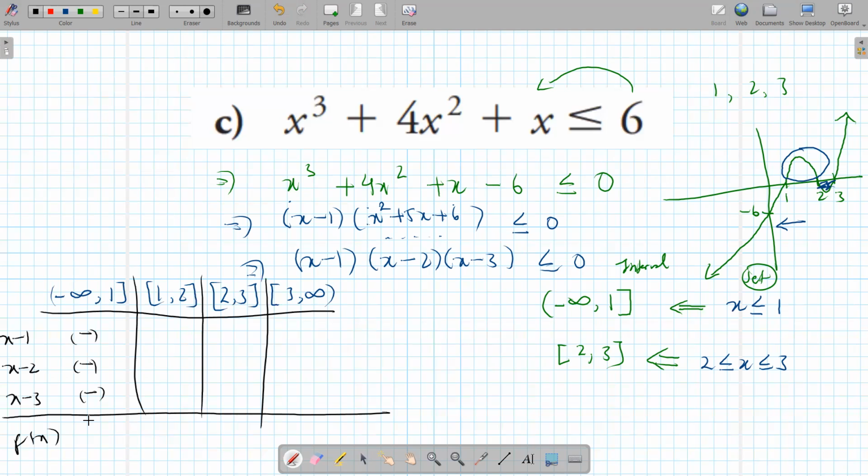Triple negatives? Negative, right? Now let's look at this. What's the number between 1 and 2? 1.5. Exactly. So 1.5 minus 1, that's a positive. What about 1.5 minus 2? Is that positive or negative? It's negative. What about 1.5 minus 3?